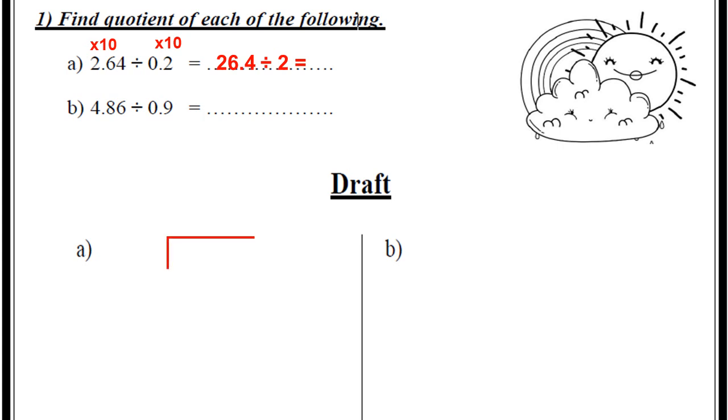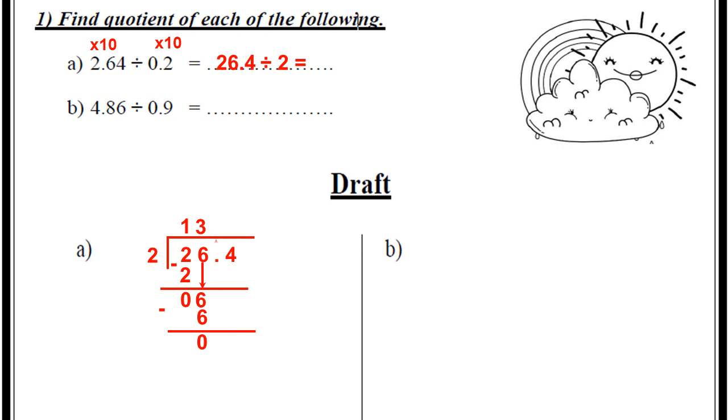Now, let's make the draft. 26.4 divided by 2. 2 divided by 2 equals 1, because 1 times 2 is 2. Let's make minus. 2 minus 2 is 0. And now bring the 6 down. 6 divided by 2 is 3, because 3 times 2 is 6. Now let's make minus. It will be 6 minus 6, 0.